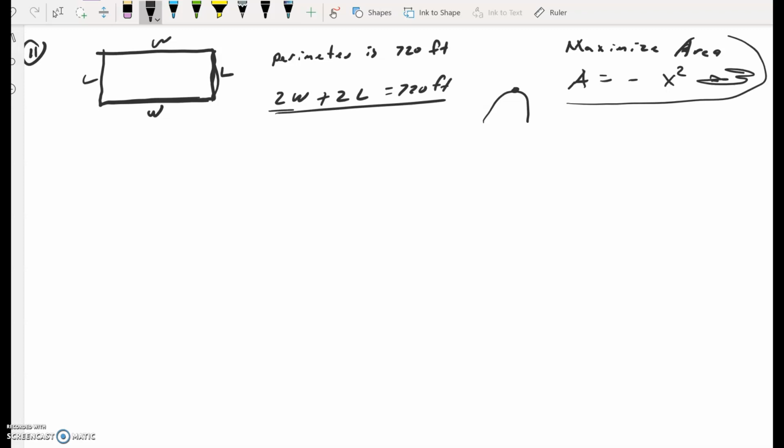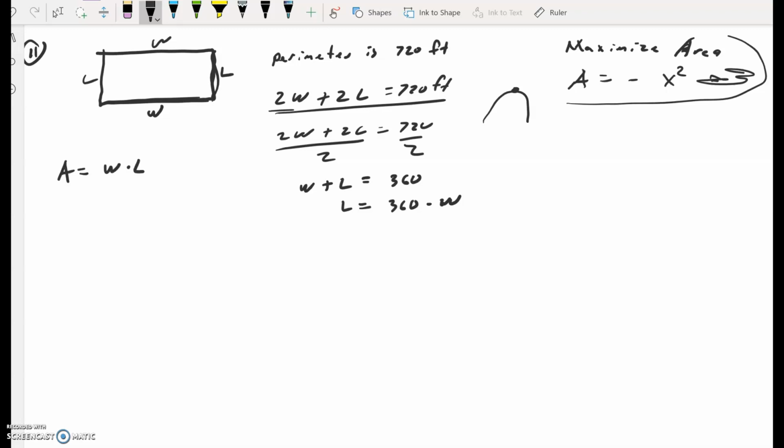Maybe we could divide through by 2 everywhere to make things a little bit simpler for ourselves. And we will have W plus L equals 360. Subtract a W from both sides, and we have that L equals 360 minus W. Now it's time to get going on the area function. The area of this rectangle is W times L, but we know that L is 360 minus W.